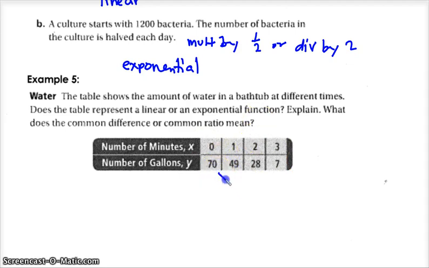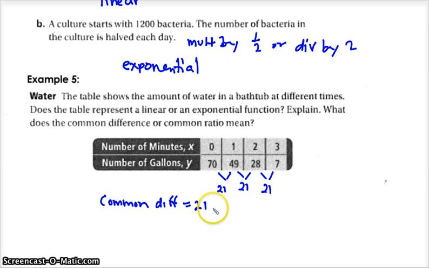So let's do 70 minus 49, and I get 21. 49 minus 28 is 21, and 28 minus 7 is 21. So my common difference is equal to 21. Therefore, it's a linear function.